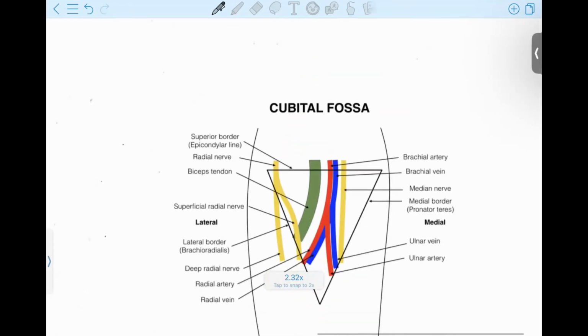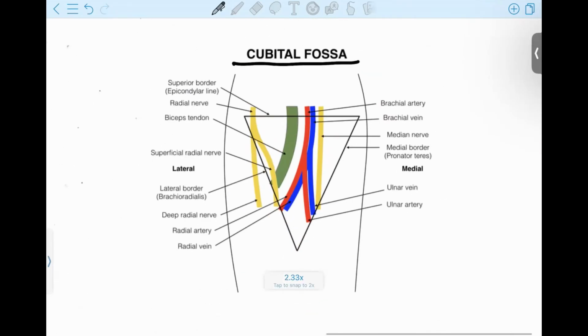Next, moving on to the cubital fossa. The cubital fossa is also a commonly asked question. And what are the boundaries of this cubital fossa?